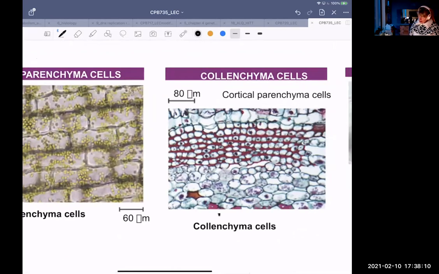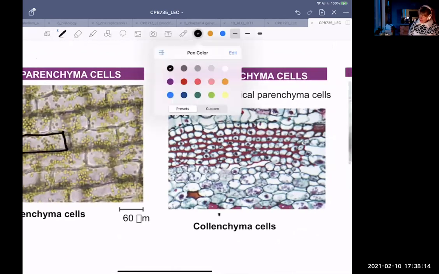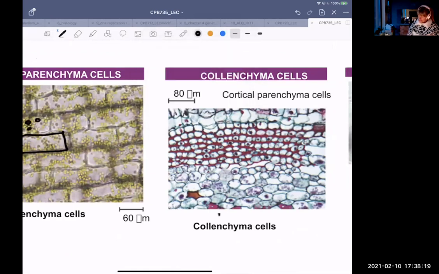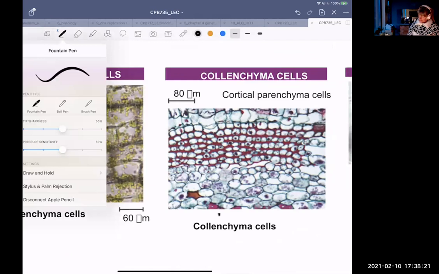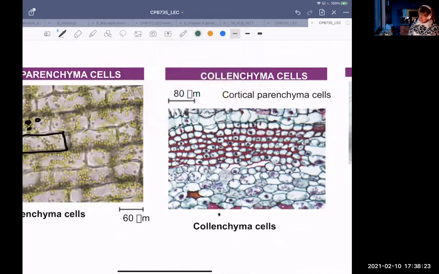Parenchyma cells, as you can imagine, this is a parenchyma cell. It is full of what structure? What is the name of the structure inside? What are those structures called? Hang on, I'm going to bring up the chat here.